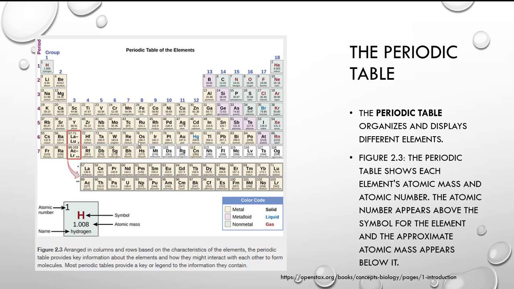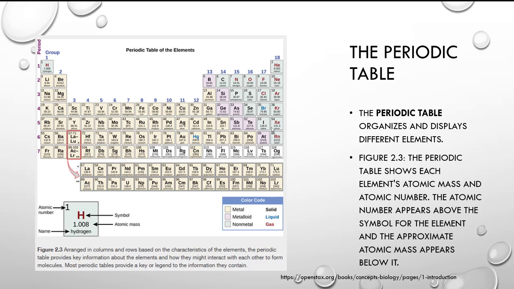Another thing that you can see looking at this periodic table, and we'll get into it in a minute, is that it is useful in figuring out the location of these elements in order for us to predict which element is more likely to react with whom.